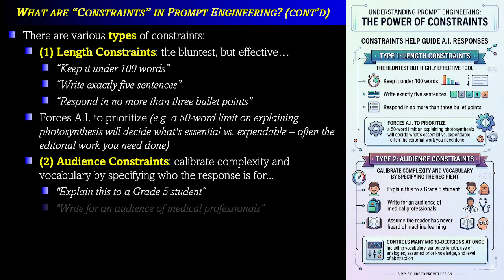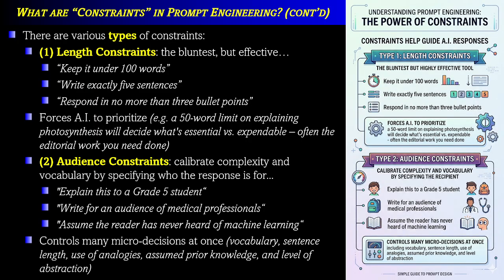The second thing we'll look at is audience constraints, where we calibrate the complexity of the output and the vocabulary by specifying who the response is targeting or who it's for. For example, "explain this to a grade 5 student," "write for an audience of medical professionals," or "assume the reader has never heard of machine learning." This controls many of the micro decisions that the AI makes all at once. Things like vocabulary and sentence lengths, and the use of or lack of analogies, the assumed prior knowledge, and the level of abstraction that it's going to use.